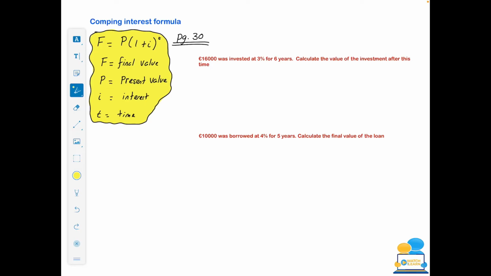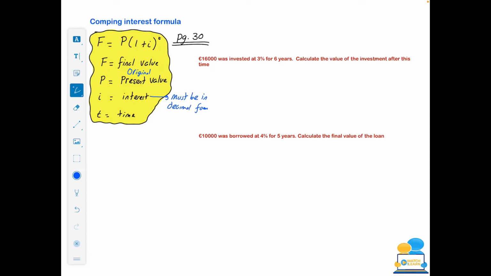Now what do all those letters mean? The letters and this explanation are actually given to you as well. F is the final value and P is the present value. I like thinking of present value as the original. i is interest. What they don't tell you, which is really important, is that it must be in decimal form. They'll usually give it to you as a percentage, so you need to change it to a decimal. And t is time, so usually years.